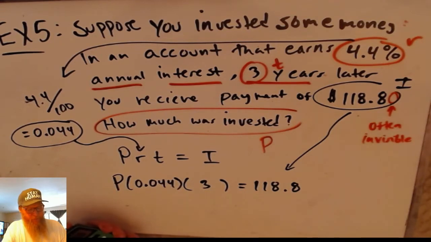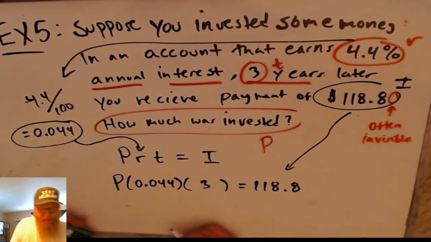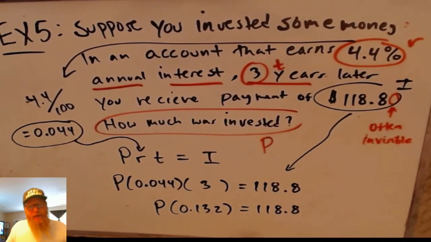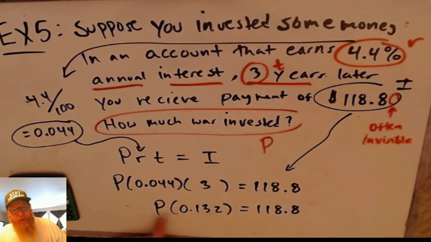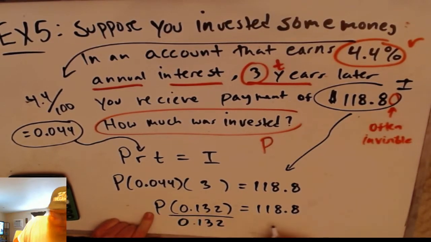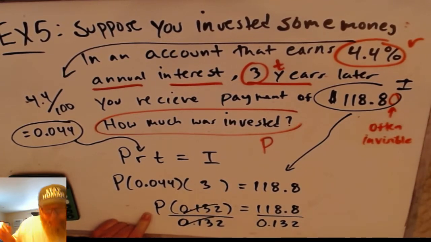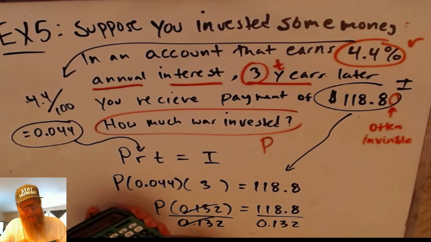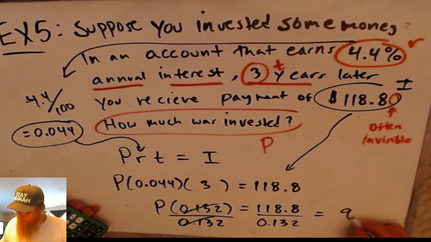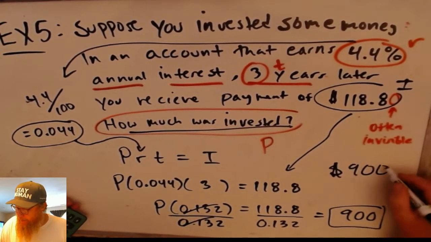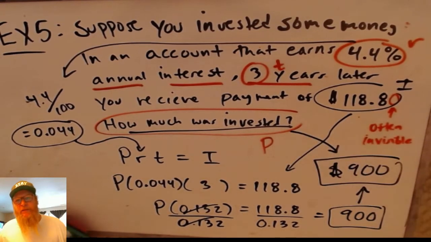All right, 0.044 times 3 first. It's going to give me P times 0.132. And it really doesn't matter what side I put the P on. I could put the P on the left or the right. It's the same thing. You're multiplying. So I'm just going to divide and get rid of the decimal so that I have the P isolated. All right, and that's it. The whole thing is done in that one step. Or if you like to think of it as 2 steps: 118.8 divided by 0.132 is equal to 900. So how much was originally invested? $900. That's the P.